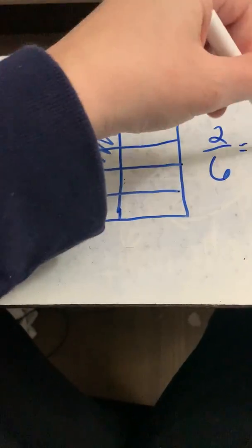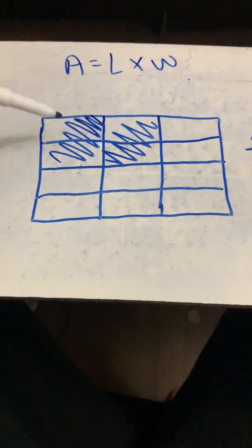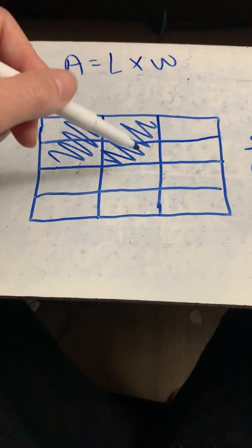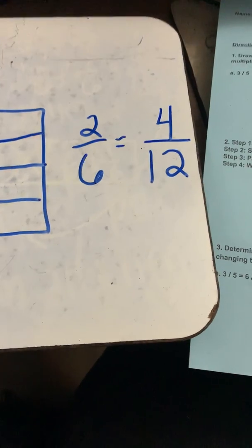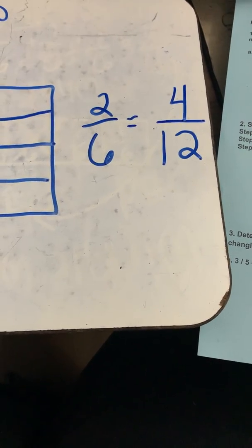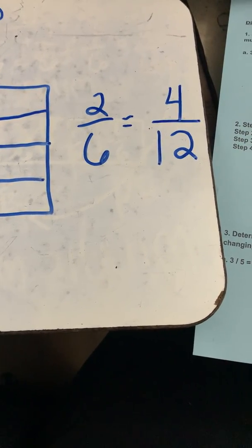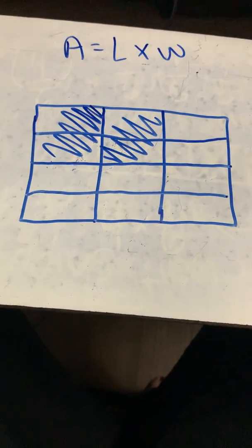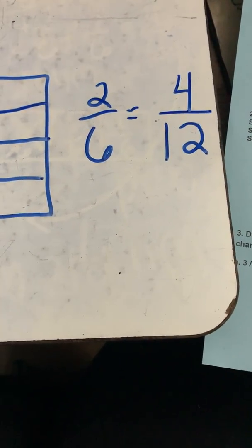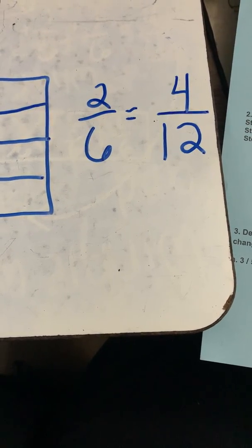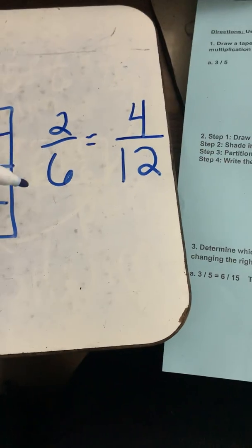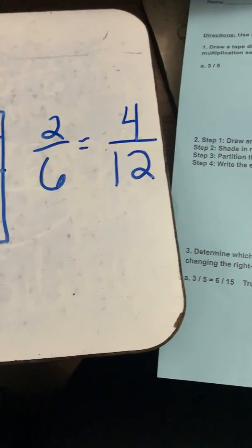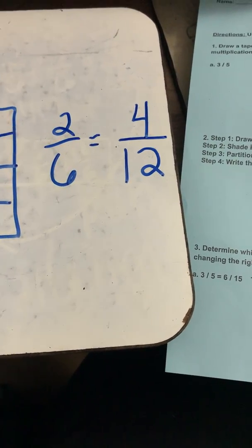And I need to see how many of those 12ths are shaded. 1, 2, 3, 4. Okay, so 4 12ths of those are shaded. So let's see if this makes sense. Let's see if 2/6 is equivalent to 4/12. I mean, quite honestly, boys and girls, that's a beautiful model. So it is right, but we're going to check our work by seeing if we can go from 2 to 4 and from 6 to 12 using the same number multiplying, and then we know we're right.